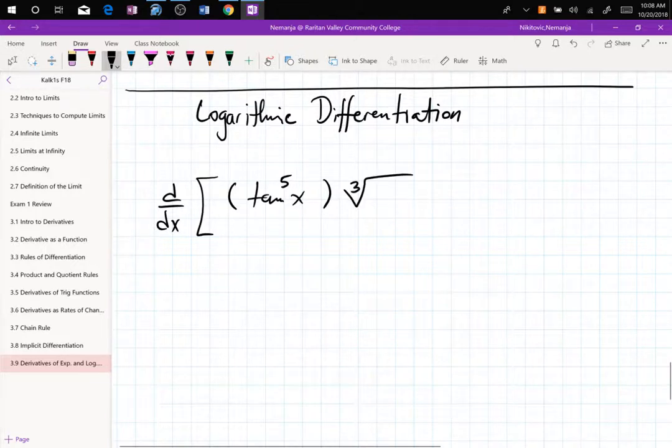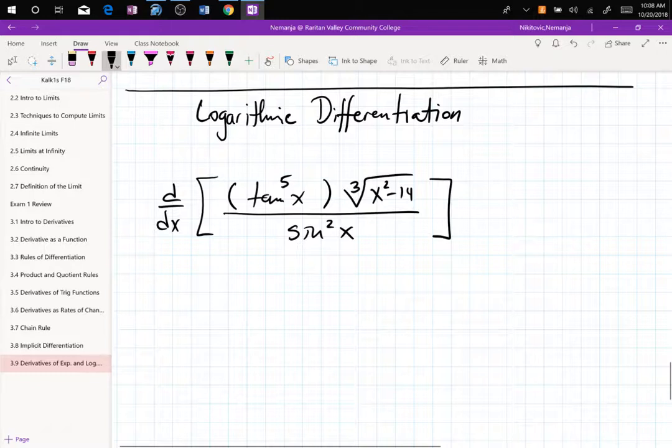Times cube root of x squared minus 14 it is, divided by, so we put in some quotient rule as well. What should I put here? Sine squared x. Sine squared x it is. You can literally put whatever you want. Doesn't matter. So what is the derivative of this using standard methods?